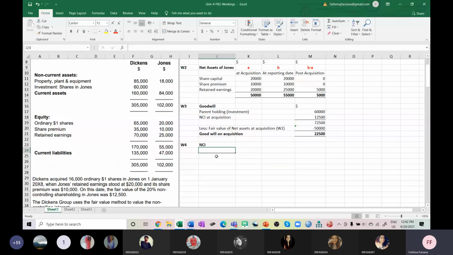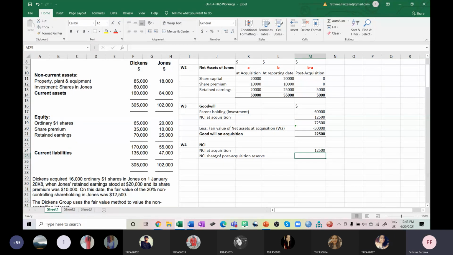Okay, so let me write it. Non-controlling interest at acquisition. I have the non-controlling interest, I'm going to pick it. So non-controlling interest at acquisition, how much is it? 12,500. Yes, it is given. So we are going to write 12,500.